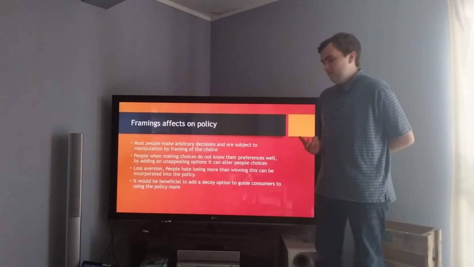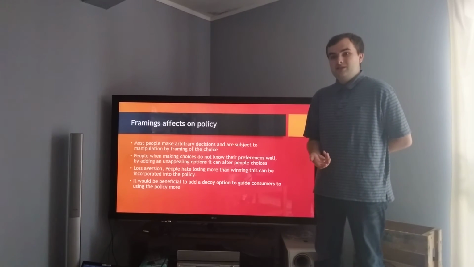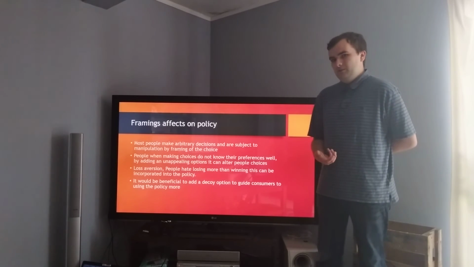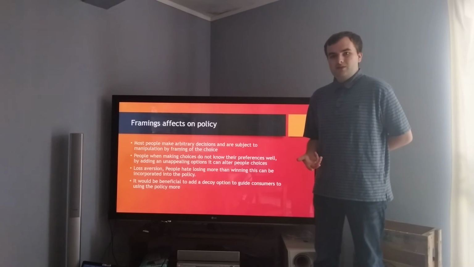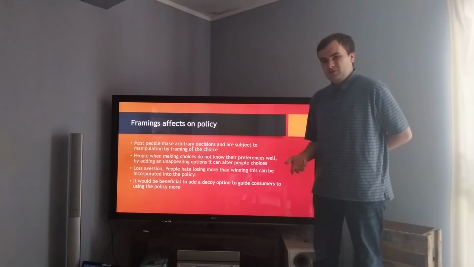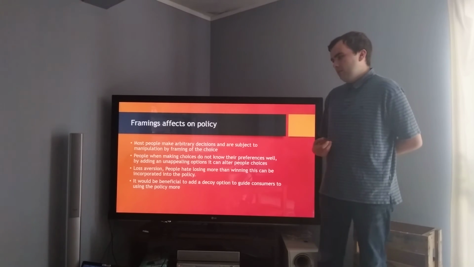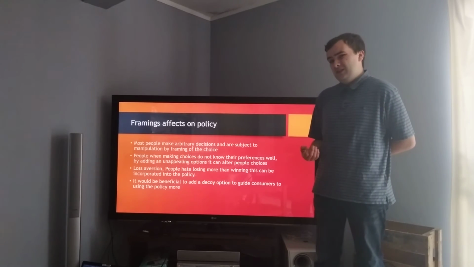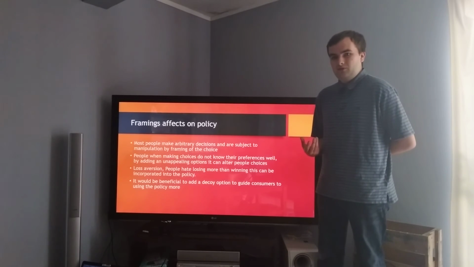The framing effect on policy is that most people base their decisions off arbitrary facts. This can be seen when people choose between cars or products based on looks or aesthetics as opposed to any real hard facts. When people are making choices, they often use their preferences. They often don't understand their preferences very well and can make choices that don't optimally benefit them.